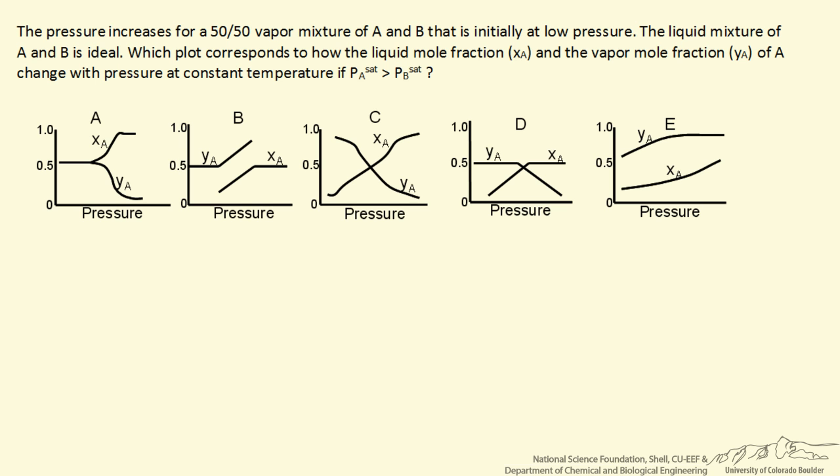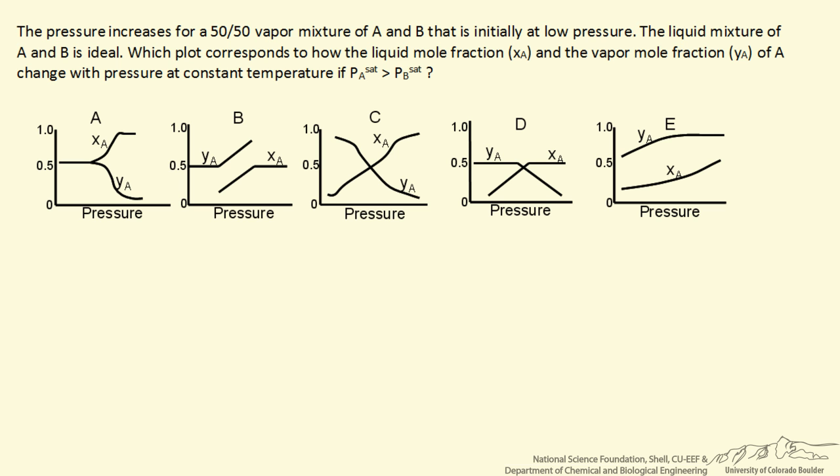In this problem, we're looking at increasing the pressure on a binary vapor mixture. So we start out with a 50-50 mixture of components A and B, and then we increase the pressure and ask, what does a plot of the mole fraction of A in both the vapor phase and in the liquid phase look like as a function of pressure?